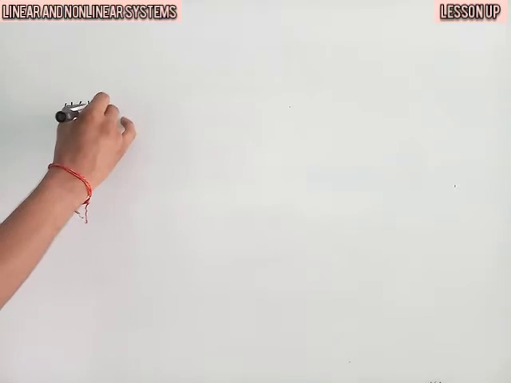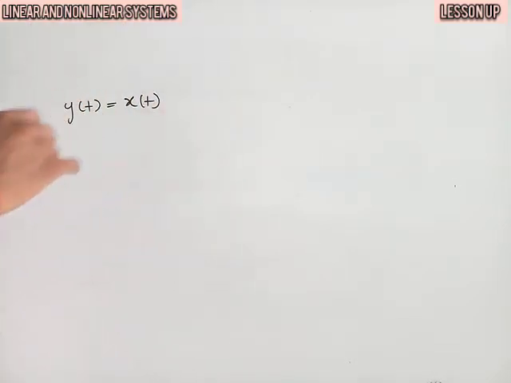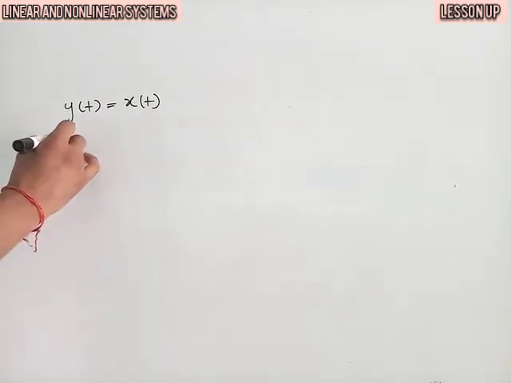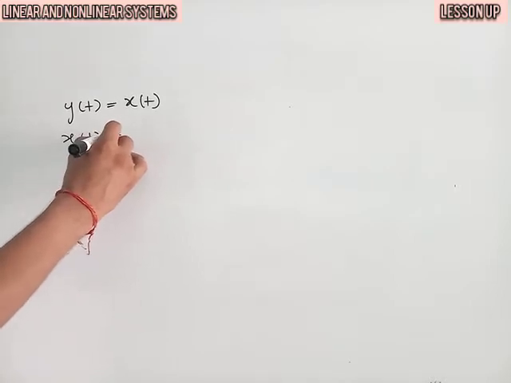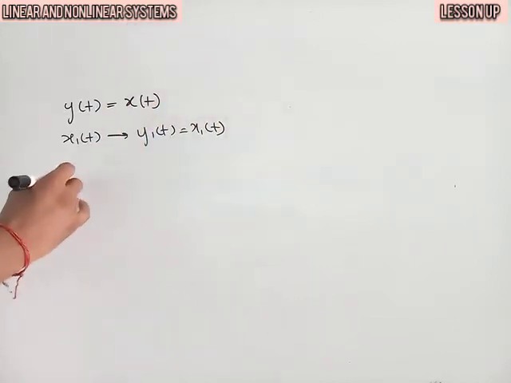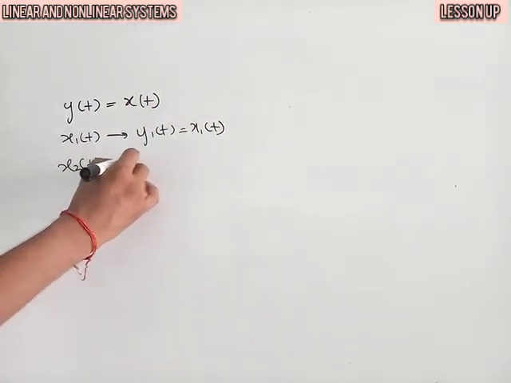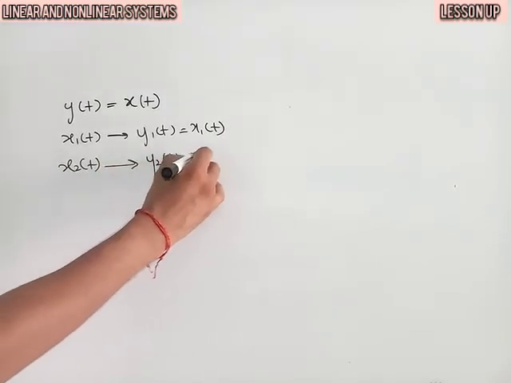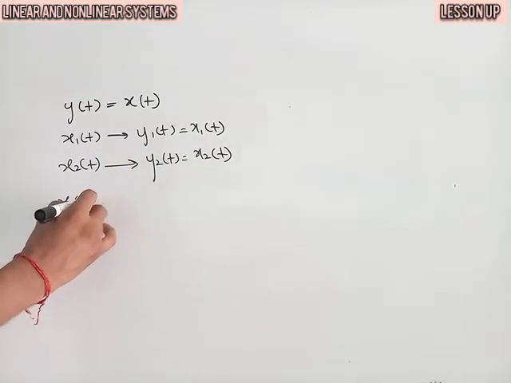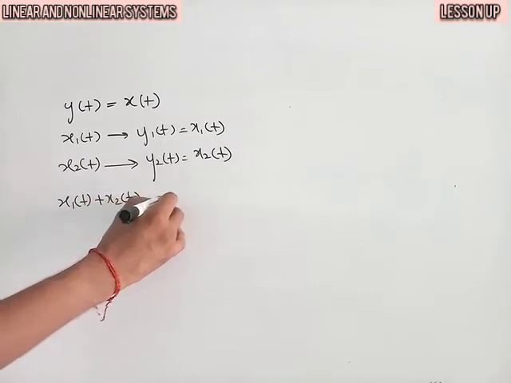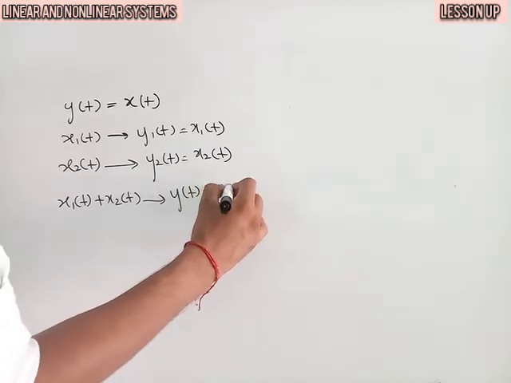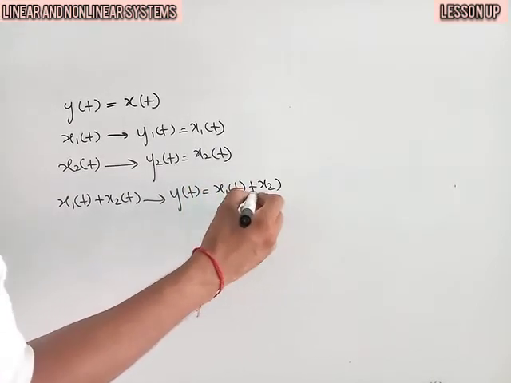Suppose y of t is x of t. I am writing a relationship between output and input. Now, if you give input x1 of t, you will get output y1 of t, which is equal to x1 of t. If we give input x2 of t, you will get y2 of t, which should be equal to x2 of t. And if we give both the inputs x1 of t plus x2 of t, we will get y of t, which should be equal to x1 of t plus x2 of t.